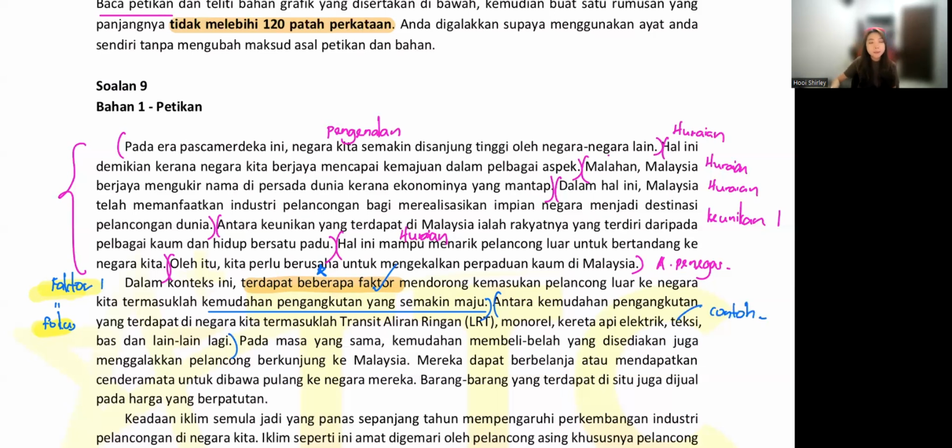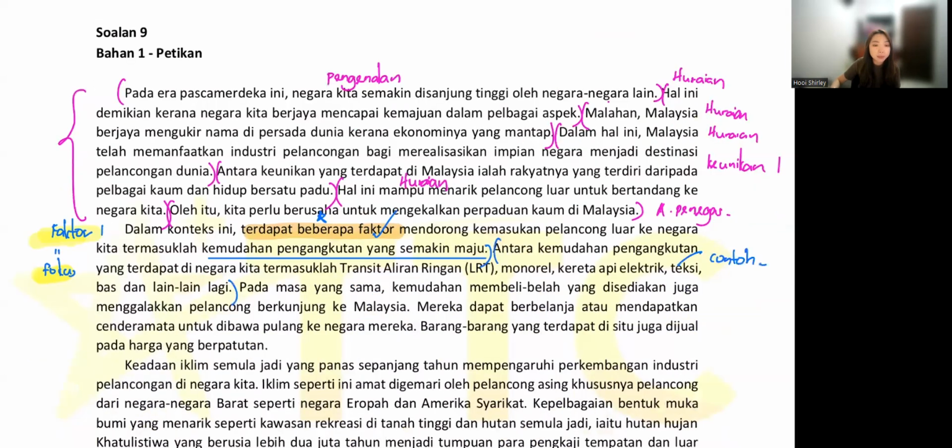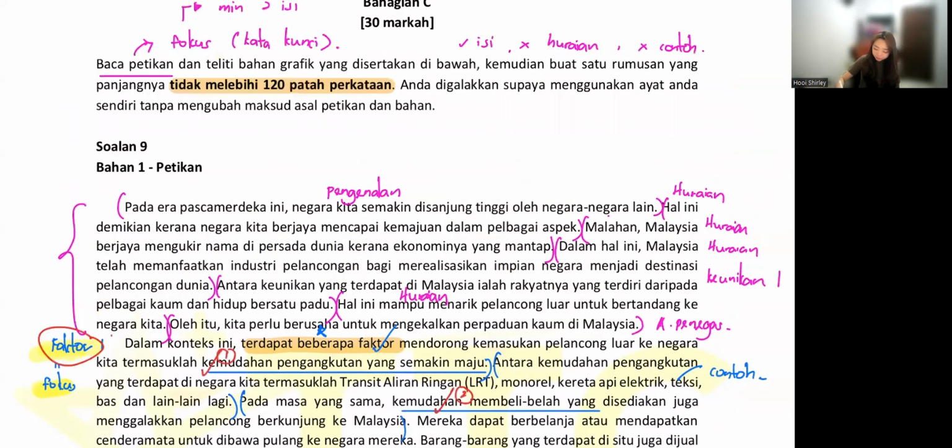Then the next one. Pada masa yang sama, kemudahan membeli belah yang disediakan juga menggalakkan pelancong berkunjung ke Malaysia. Okay? Kemudahan membeli belah yang disediakan. It's also encourage the pelancong come and visit. So this is another one. Kemudahan membeli belah. So this is a second point. Yang ni isi pertama, yang ni isi kedua untuk faktor. So right now I know that's my focus.